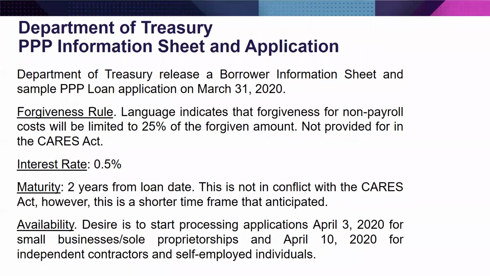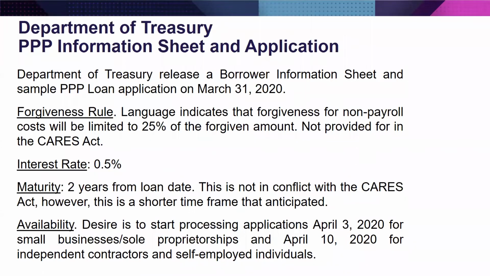So one of the items in both the information sheet and the loan application indicates that forgiveness for non-payroll costs, that is, if you remember the list, rent, utilities, and so forth, will be limited to 25% of the overall forgiven amount, which in other words means that 75% of the amount that can be forgiven must be payroll costs. And if the costs really are 70-30, that 5% of the non-payroll costs won't be subject to forgiveness.